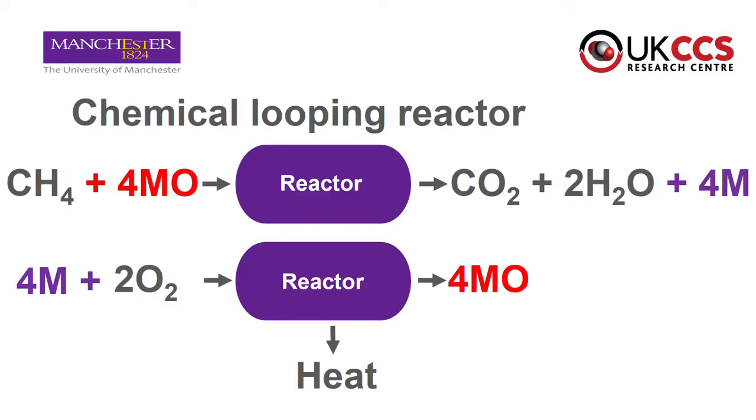But in a chemical looping reactor, where our reaction is split into two parts, we'll react our methane with a metal oxide, producing CO₂, steam, and a reduced metal. That reduced metal can then be reacted with our oxygen-nitrogen mixture from the air, producing our metal oxide, ready for use again in the first reactor, and some nitrogen.